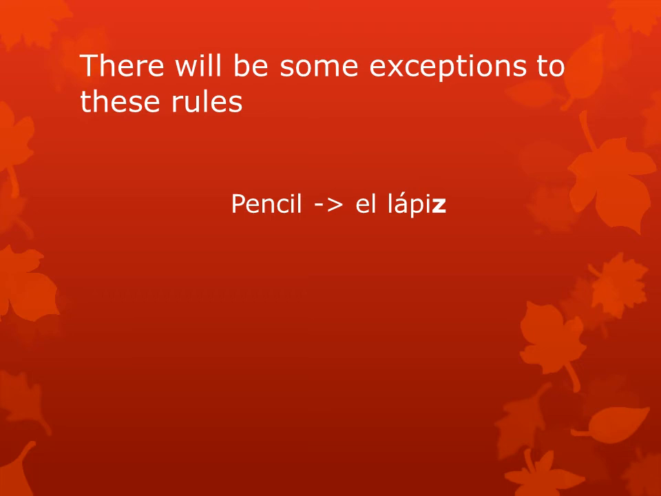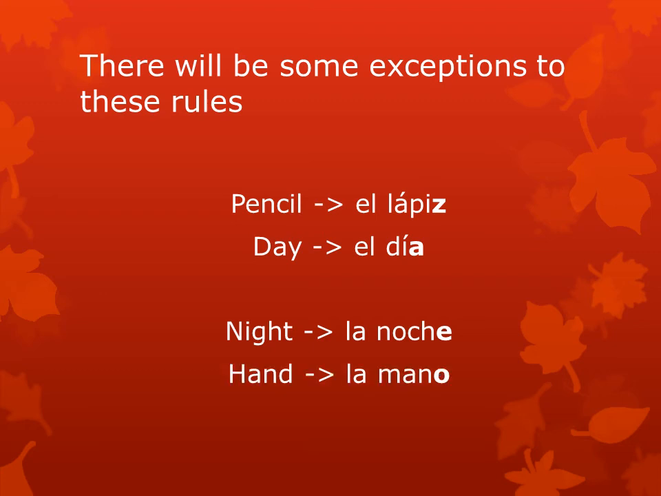There will be some exceptions to these rules. For example, the word for pencil, el lápiz, even though it ends in Z and it would fall under dianza, is actually a masculine noun. The word for day, which is el día, again, it's an A. You think dianza, feminine, but it is actually a masculine noun. All right. The word for night, la noche, it's an E, but it's actually feminine. And then the word for hand, mano, it's an O, but it's actually feminine, so la mano.